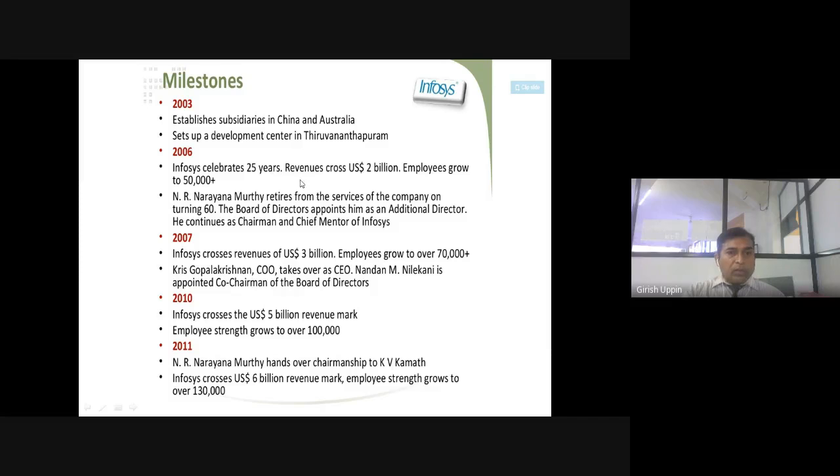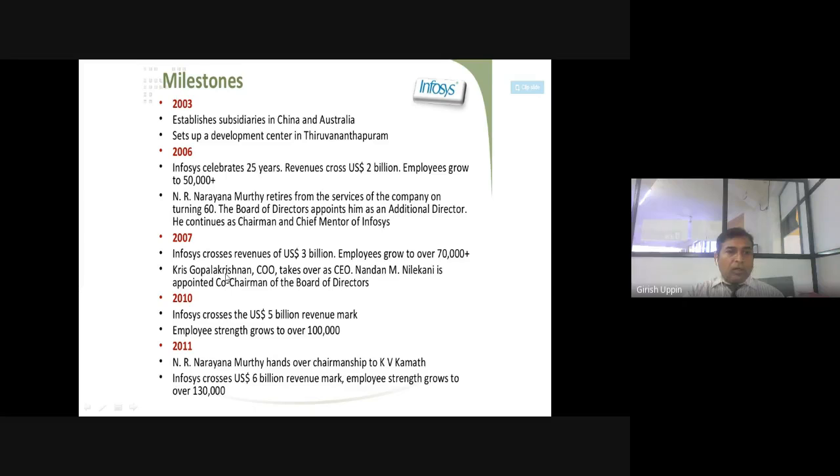Okay, 2006, Infosys celebrates 25 years, and revenue becomes $2 billion, and employees grow by more than 50,000. Narayan Murthy retires from the service of the company, turning 60. Board of Directors appoints him as additional director. He continues as a chairman and chief mentor of Infosys. In 2007, it crosses the revenue of $3 billion. Employees grow over 70,000.